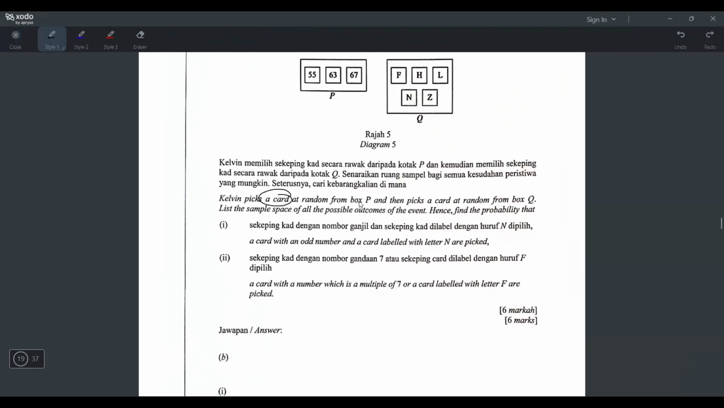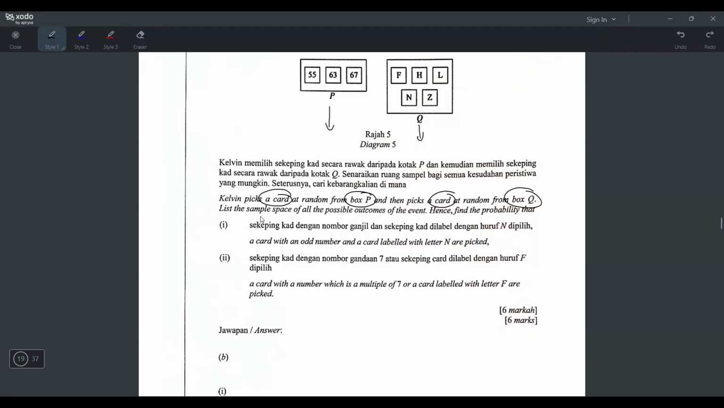Kelvin picks a card at random from box P and then picks a card at random from box Q. It means he takes one from here and then takes one from here, right? So what is the total possibility? It will be 3 times 5, not 3 plus 5, because they are separate events. If it's separate, you have to take 3 times 5. So in total there are 15 possibilities.